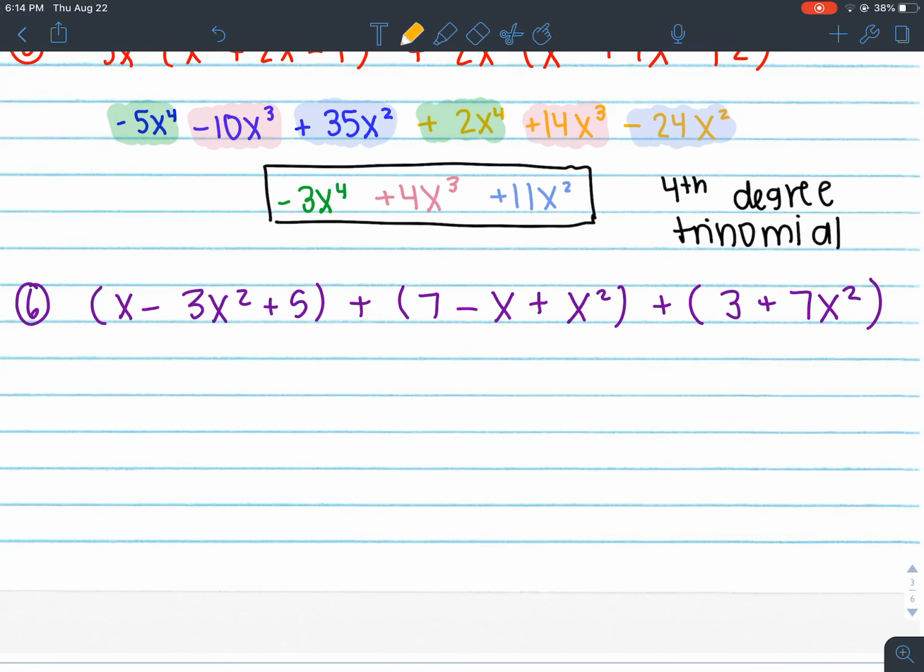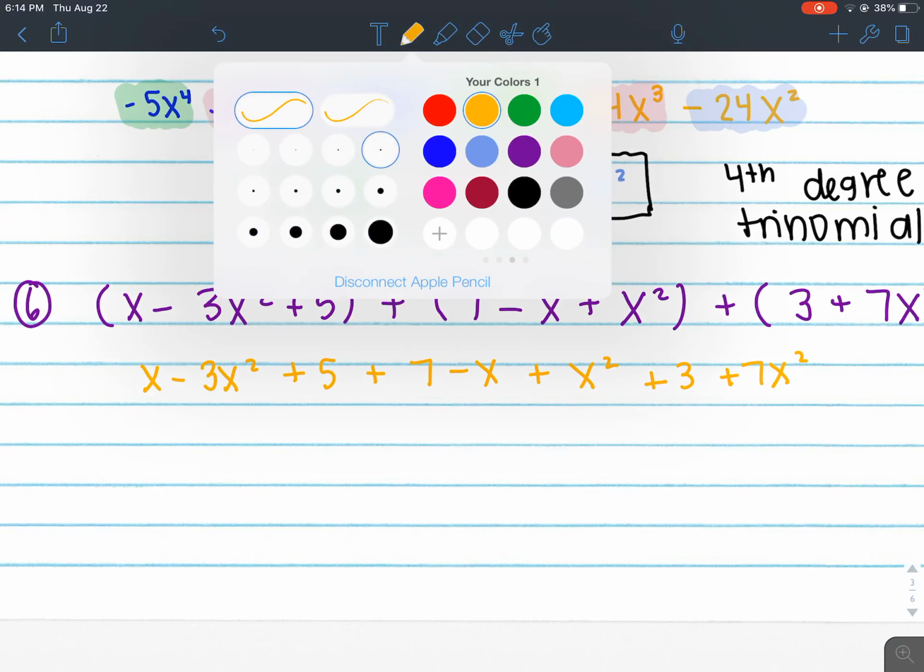Now, what's different about this? Well, the thing that's different is that I have 3 polynomials being added together. I have a trinomial plus a trinomial plus a binomial. However, I don't really have to distribute anything because in front of every single parentheses, I just have a 1. So there is no distributing really necessary. So I can just copy down everything as is. Okay, so this is what I have now.